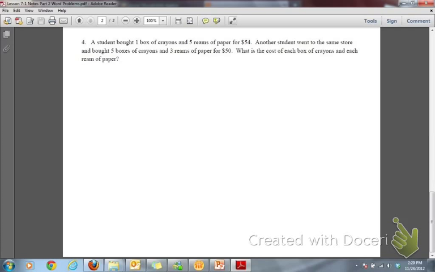Okay, so what are we looking for? Well, here's our question. What is the cost of each box of crayons and each ream of paper? So, x equals, this time our variables actually do equal a cost. That's something we don't come across very often. Usually it tells us the cost of each thing. But this one doesn't. X equals the cost of a box of crayons.